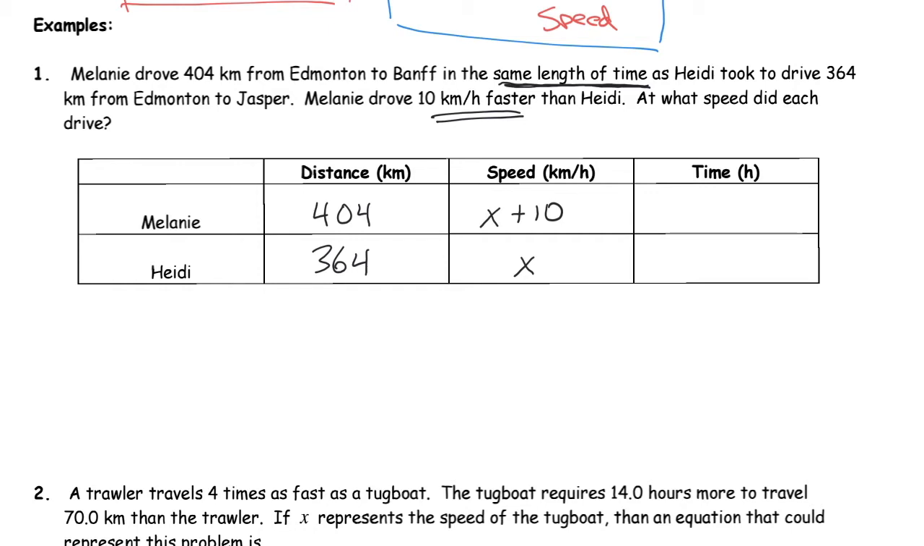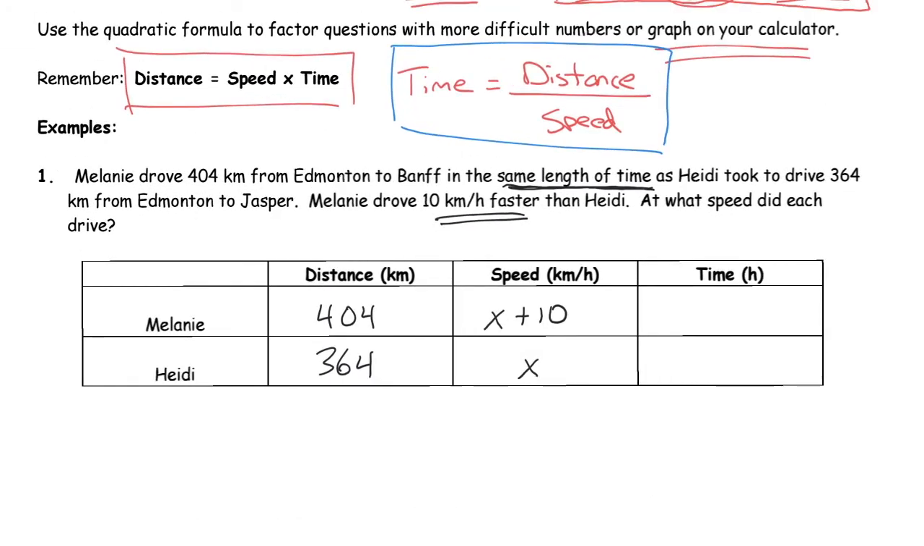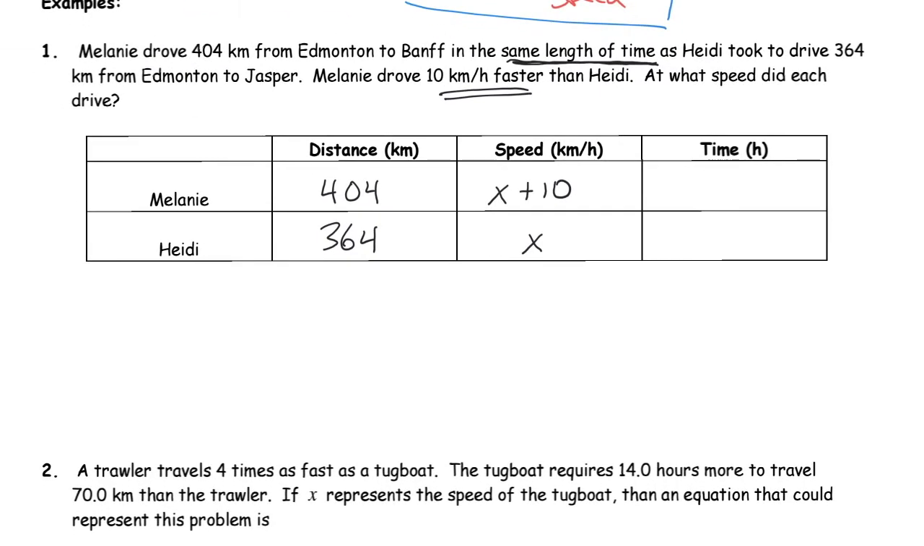Now, it's going to be tempting to do something a little funky with time here, but remember that time is distance divided by speed. And every time we do this, I want you to think about that. It's distance divided by speed. Well, how far did Melanie drive? She drove 404 kilometers. How fast did she go? X plus 10. There's my unknown, and in fact, there's my rational. Heidi, on the other hand, went 364 kilometers, and she was driving X kilometers an hour. So here we go. The equation we can build here, because we know they did it in the same amount of time, is that 404 over X plus 10 must be equal to 364 over X.